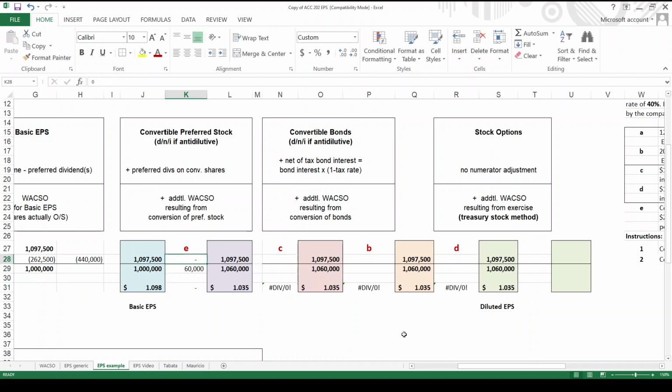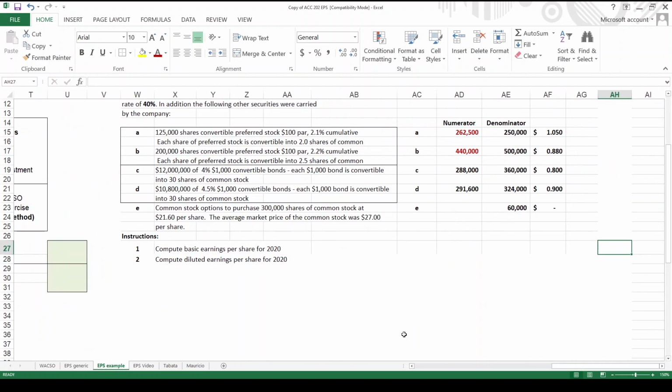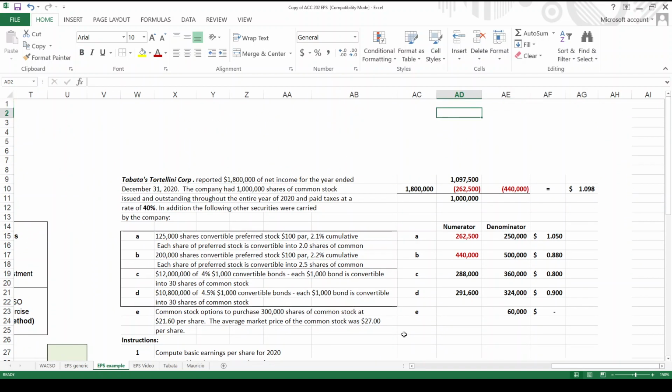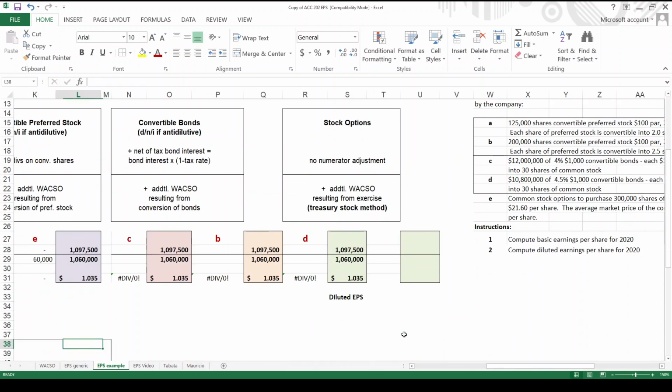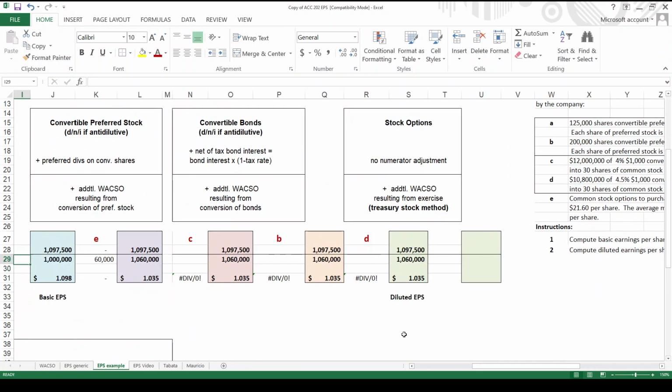All right, now you can see my Excel spreadsheet automatically calculated. I took my 10975. Where'd that number come from? That came from over here. That's our basic number, right? 1097 divided by a million, which gets us to 1098. And now we come down here, and what did we do? We added nothing to the numerator, but we added 60,000 to the denominator. Now we're down to $1.03.